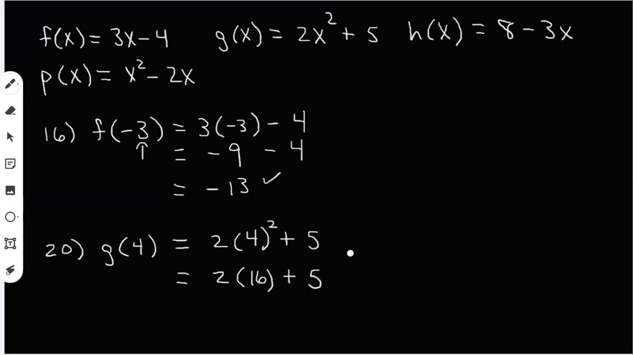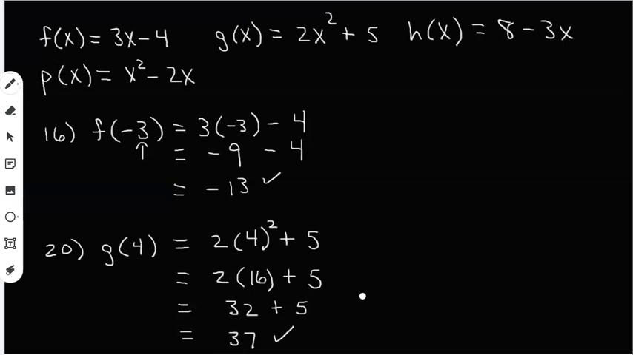Everything else is going to stay the same. So now I have 2 times 16 plus 5. So what comes next? The multiplication. That's right. I'm doing 2 times 16. That's going to give me 32. I've still got that plus 5 at the end that I have to account for. And then the last thing I do is I add. 32 plus 5 is going to give me 37. Okay, that's going to be our answer.